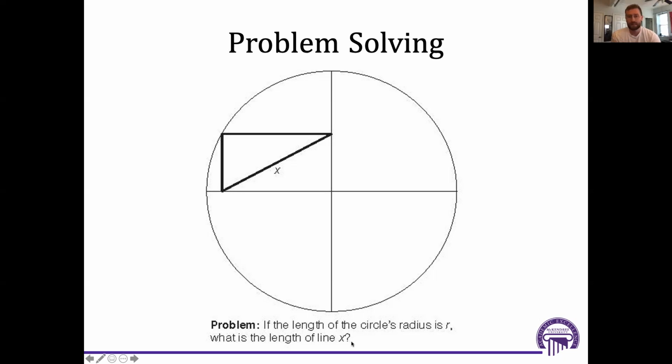Another way to say this is, line x, which is the hypotenuse of this triangle, is that smaller than the radius? Is it equal in size to the radius, or is it greater in size than the radius? I want you to take a few seconds here and try to think about how you would solve this problem.